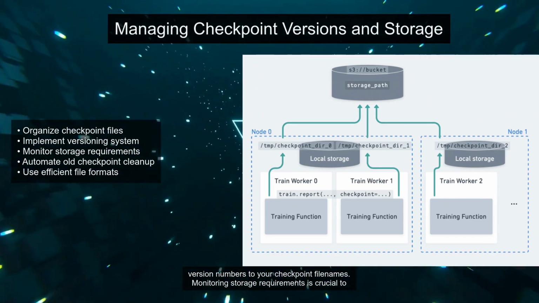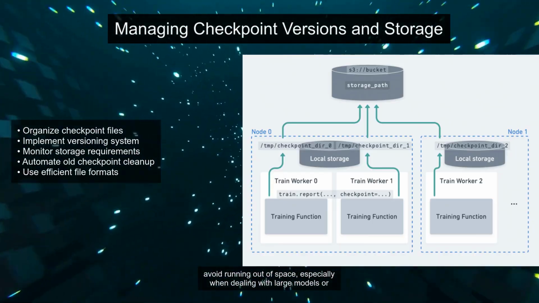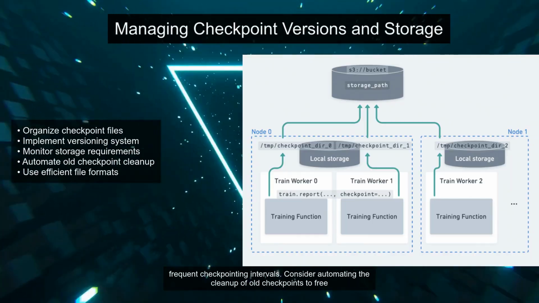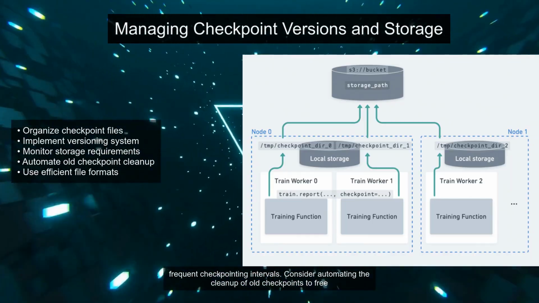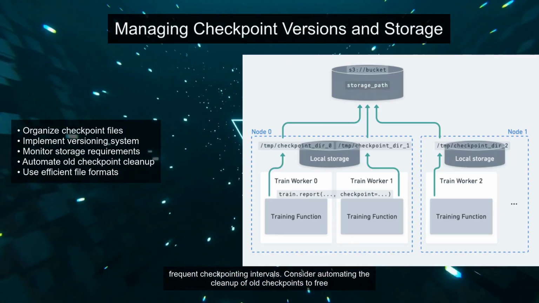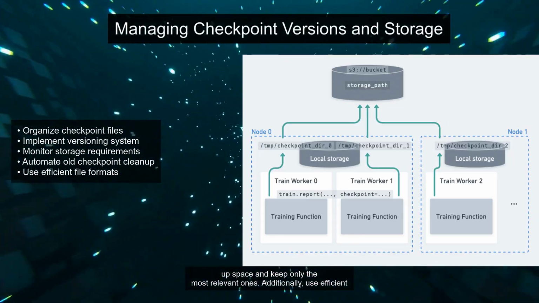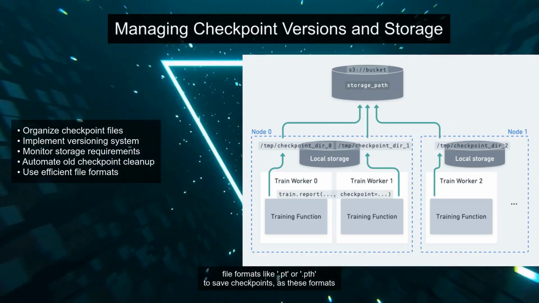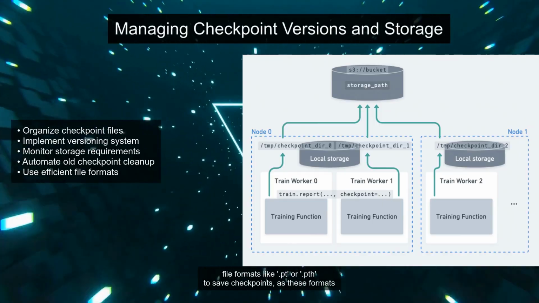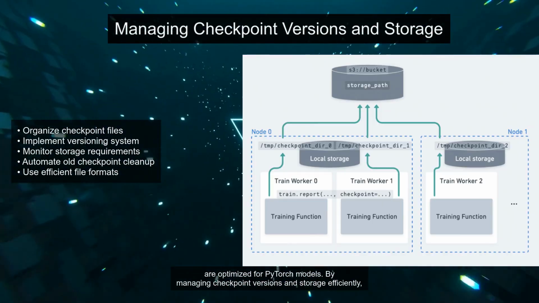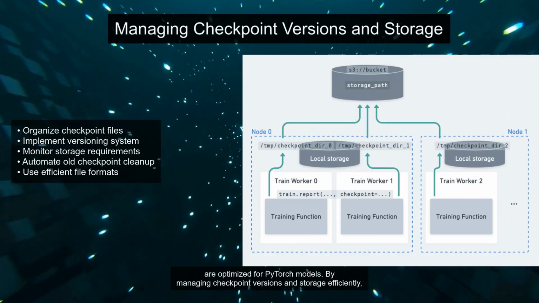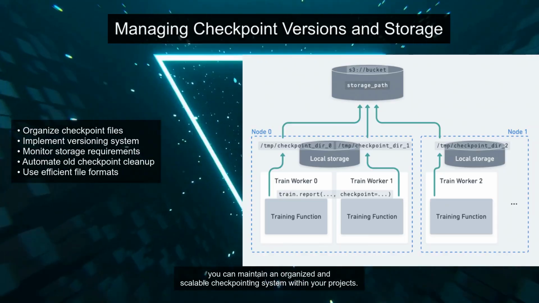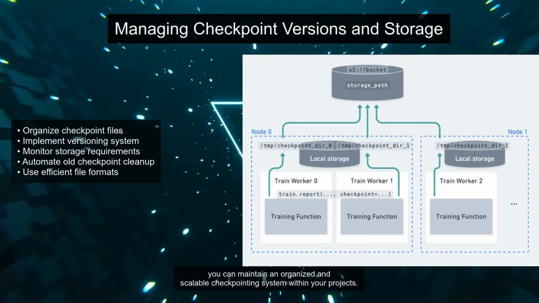Monitoring storage requirements is crucial to avoid running out of space, especially when dealing with large models or frequent checkpointing intervals. Consider automating the cleanup of old checkpoints to free up space and keep only the most relevant ones. Additionally, use efficient file formats like .pt or .pth to save checkpoints, as these formats are optimized for PyTorch models. By managing checkpoint versions and storage efficiently, you can maintain an organized and scalable checkpointing system within your projects.